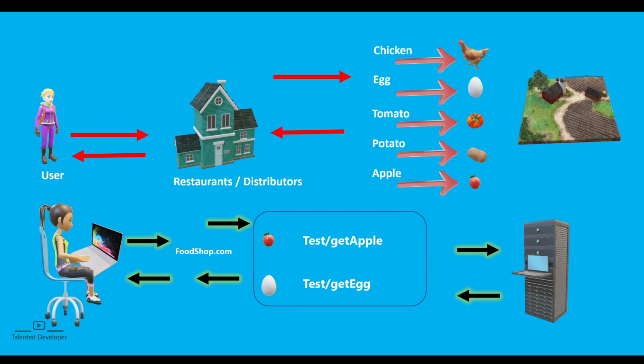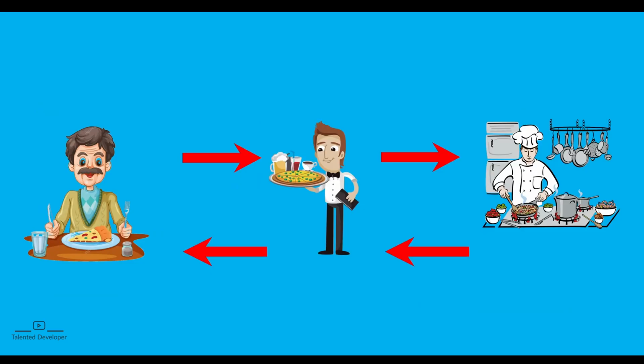Just take another example: you are going to a restaurant and you want to eat something. First of all you need to get the waiter and ask, boss, I need this item. Then the waiter will go to the chef and the chef will prepare the dishes, and again the waiter will provide that dish to the customer. So here the waiter is playing the role of an API. He is getting the request, going back to the chef, getting the final item from the chef and delivering it. So you can see how the process is going.